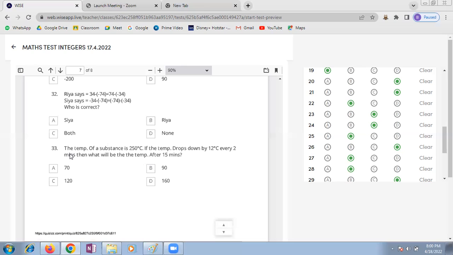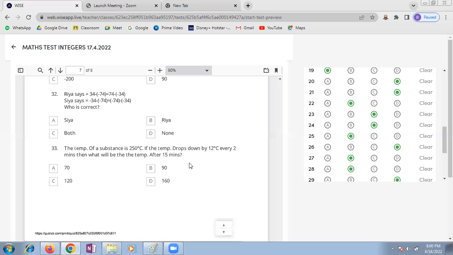Okay. There is a temperature of 250 Celsius. If the temperature drops down by 12 degrees every 2 minutes, not 1 minute, children, then every 1 minute means 6 degrees. So after 15 minutes, if it is reduced by 6 degrees per minute, how much was decreased? 15 into 6, how much, Nana? Ma'am, it's 90. 250 minus 90? It's 160. Ma'am, 160. D option is correct, Nana.